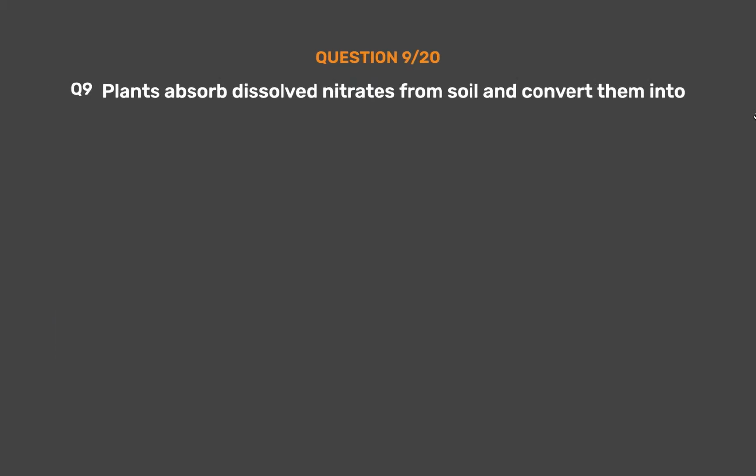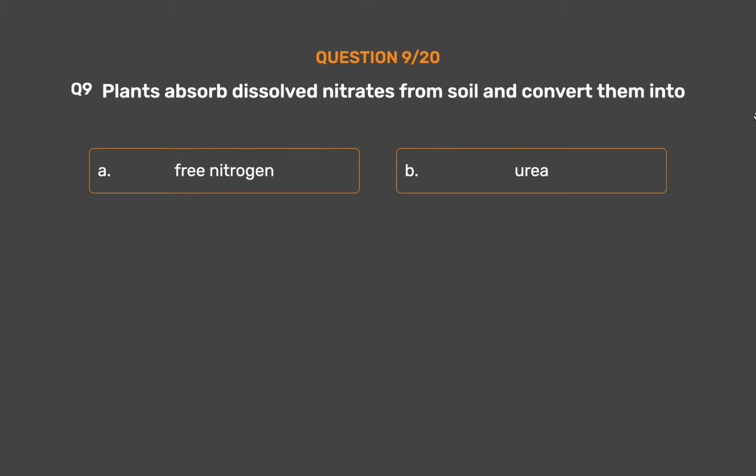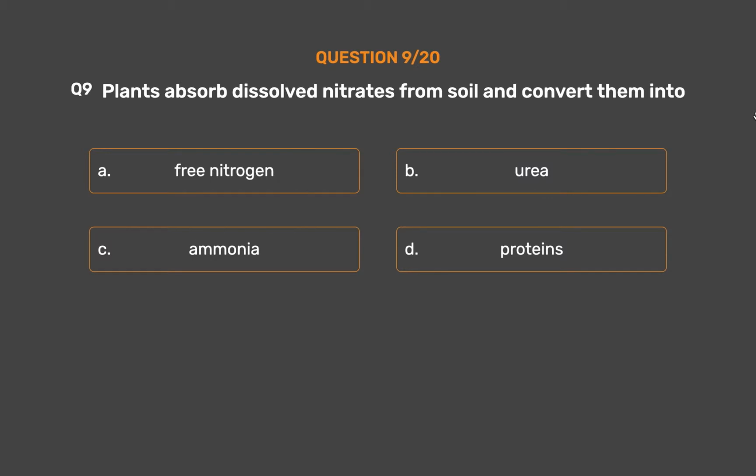Question number 9. Plants absorb dissolved nitrates from soil and convert them into Option A. Free nitrogen. Option B. Urea. Option C. Ammonia. Option D. Proteins. The correct answer is Option A.